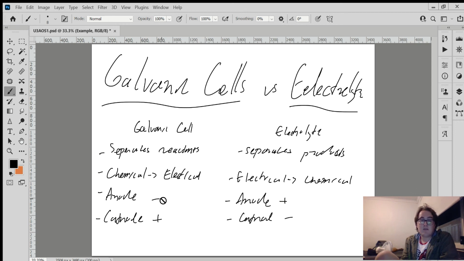The anode is negative in a galvanic cell, where it's positive in an electrolytic cell. The cathode is positive in a galvanic cell, when it's negative in an electrolytic cell.